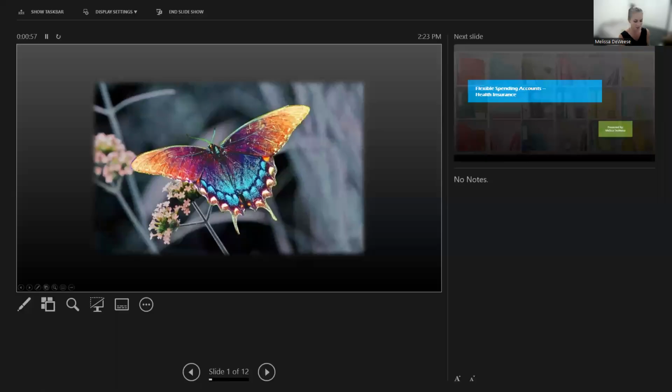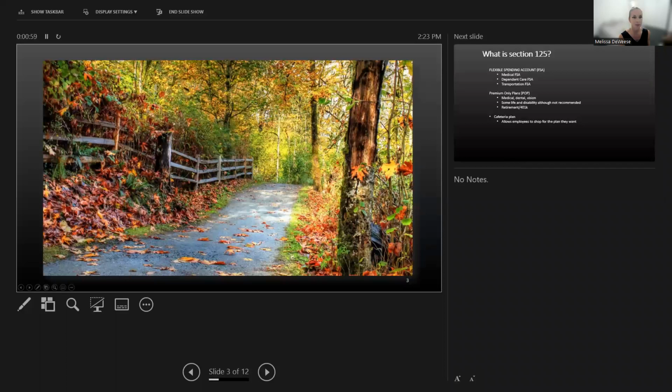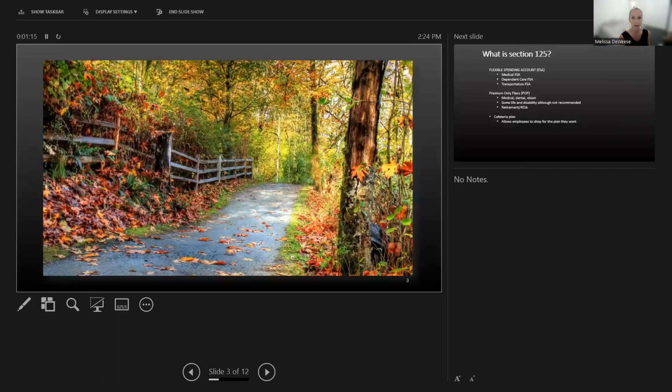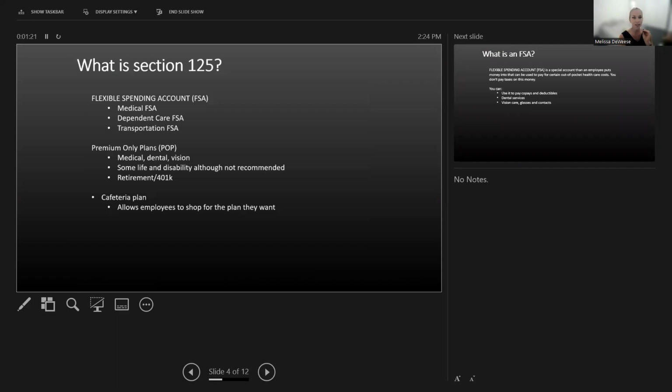Okay, so today we are reviewing FSA plans. There's a couple of different types of FSA plans. Specifically, I was going to talk about just the health insurance one. This might be more geared towards the medical expense side. However, there are a couple of different types that I do want to touch on. So we've got the medical FSA, the dependent care FSA, and the transportation FSA.